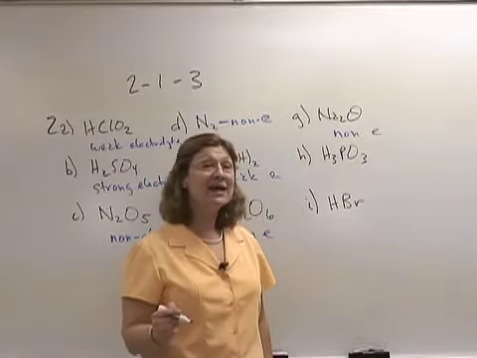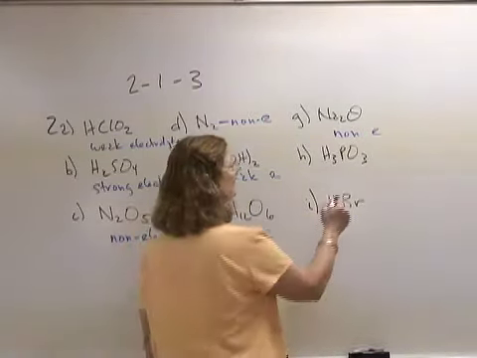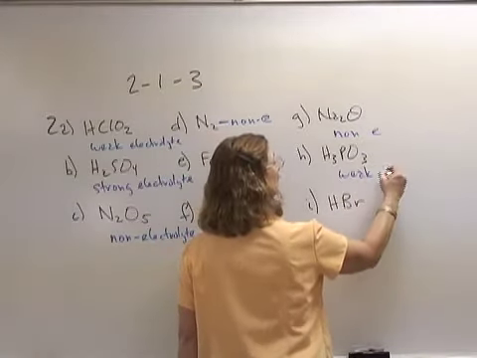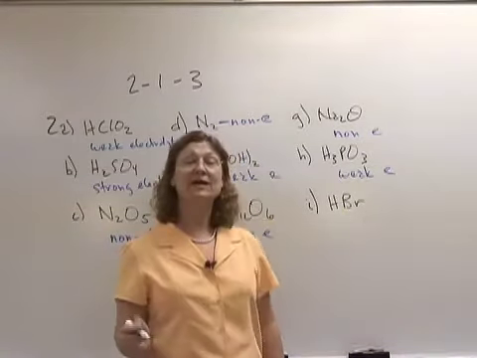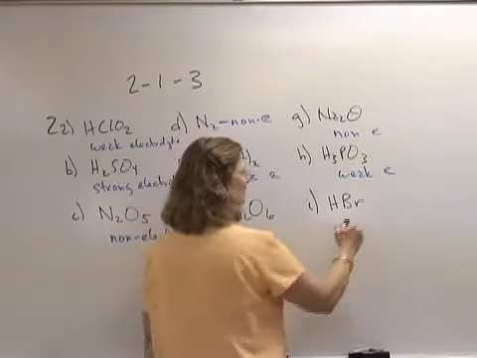H3PO3 is an acid. It's not one of our 7 strong acids, so it is a weak electrolyte. HBr is one of our 7 strong acids. Therefore, it is a strong electrolyte.